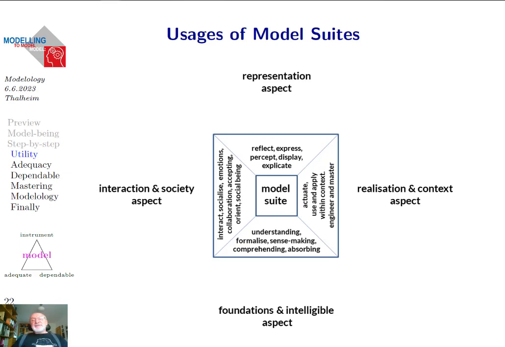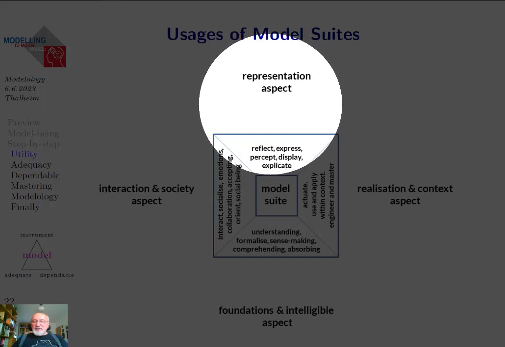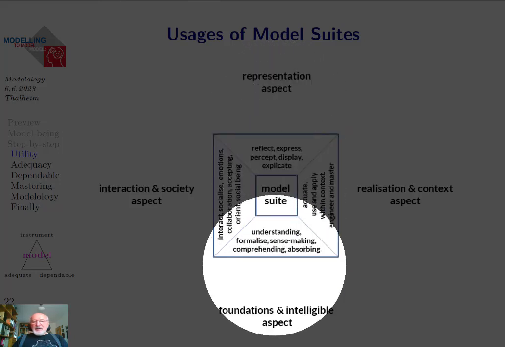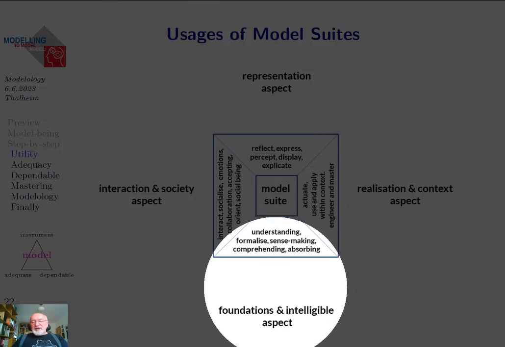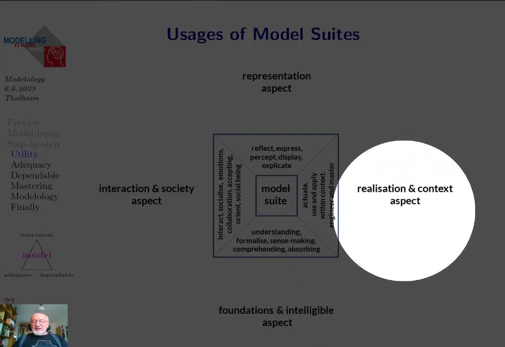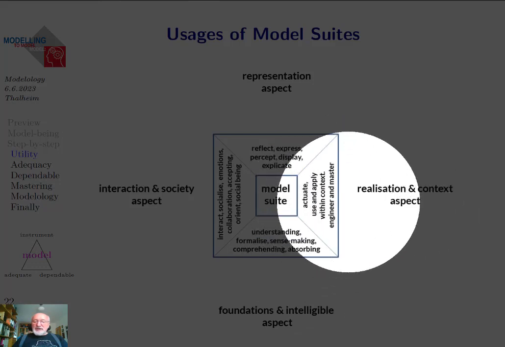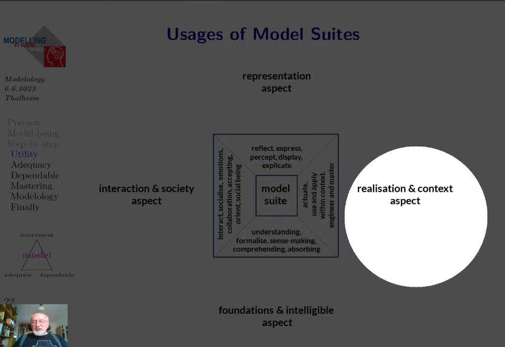In general, we can distinguish four different kinds of usages of model suites. I say here model suites instead of model because typically a model comes with a number of submodels or a number of tightly associated models. That means we have a model suite. We have, of course, first of all, a representation aspect. Everybody talks about it: reflect, express, percept, display, explicate, whatever you would like to present. You might have also in sciences a foundations and intelligent aspect: understand, formalize, make sense, comprehend, absorb. You might have also a realization and context aspect. That would mean we use a model to construct something. That is classically also true for computer science.